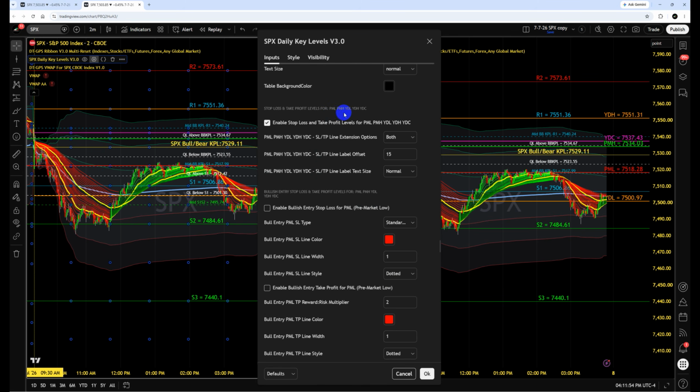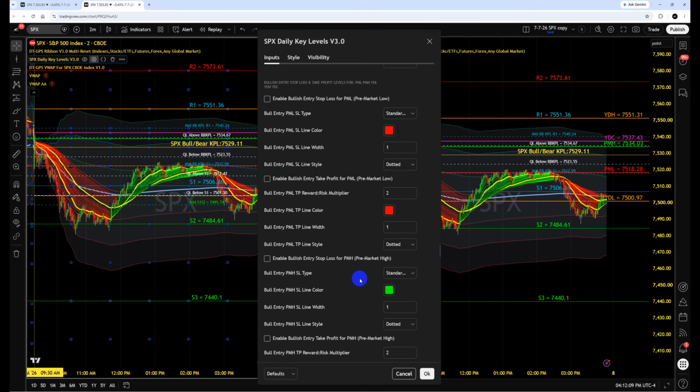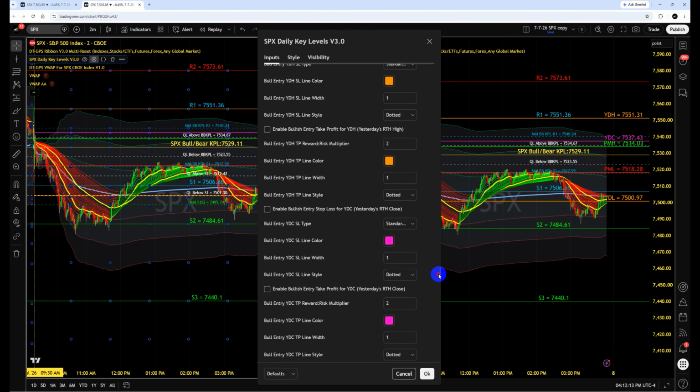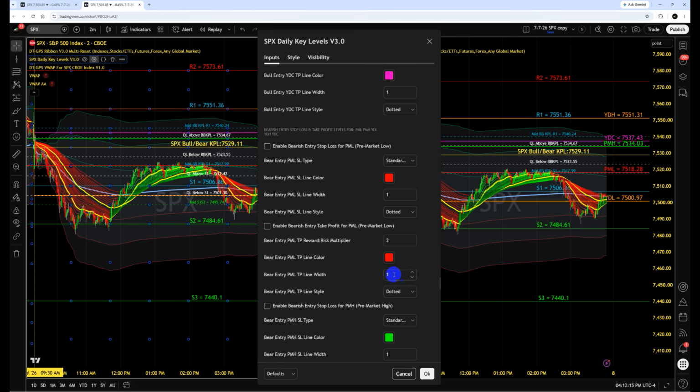Stop loss and take profit levels for the 5 contextual levels. You can control your line labels here for both the stop loss and take profit that it will generate on your chart. And as an example, let's say you were taking a bearish trade off of PML, which was another viable trade today. And you simply go down to the bearish section, which follows after the bullish section.